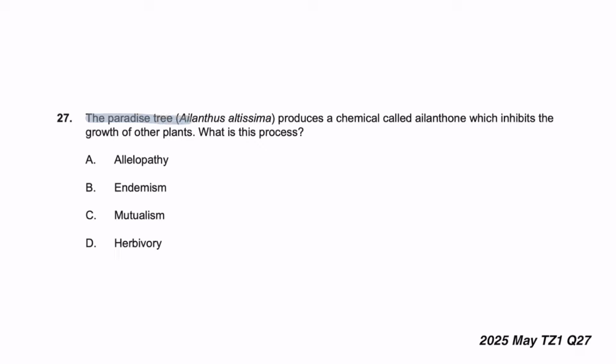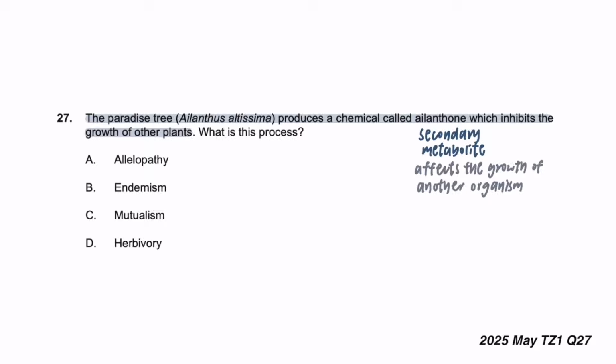The paradise tree produces a chemical called ailanthone which inhibits the growth of other plants. This chemical is an example of secondary metabolite because it affects the growth of another organism. This shows allelopathy, a mechanism to compete for resources with other organisms.